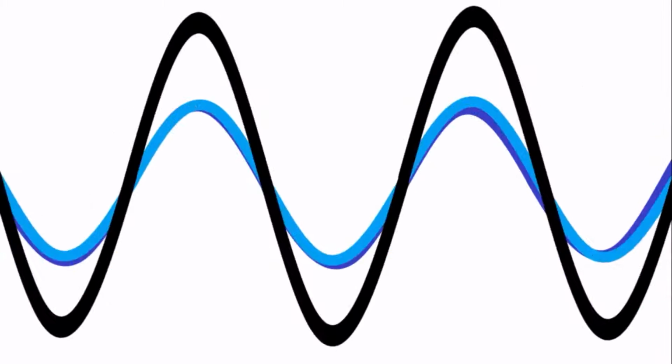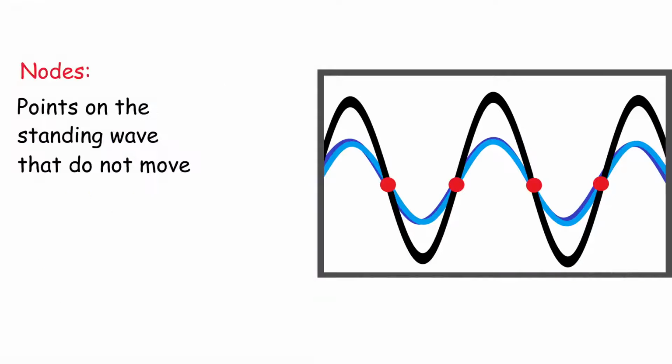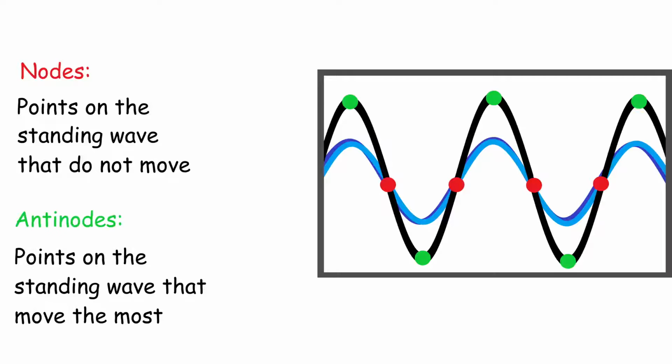Two key points on these waves are the nodes and the antinodes. The nodes are the points on the standing wave that do not move, while the antinodes are the points on the standing wave that move the most.